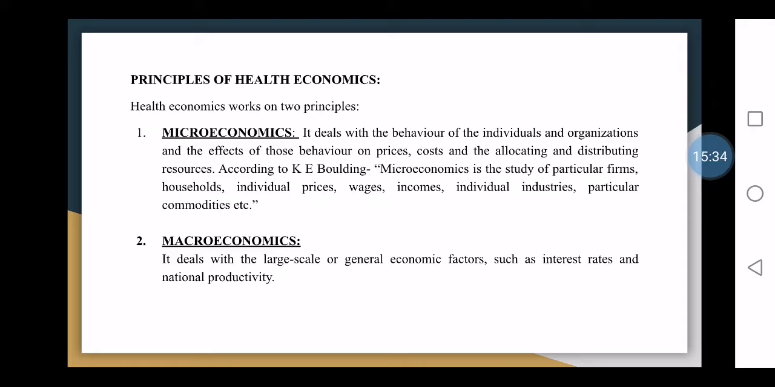In definition form, microeconomics is the study of a particular firm or household or individual, prices or the wages, that means the salary they get, and the income, individual industries, particular commodities. We are only thinking about the micro aspect, either a home or an individual person or a small industry. We are not thinking about nation wise, state wise or central wise. We are just thinking about an individual, their family, their household expenses, their income, and maybe a small industry they take up, or their own shop.